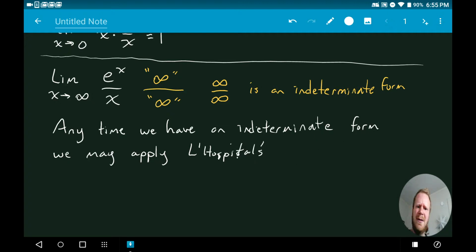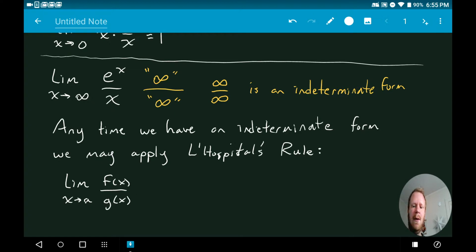I think that's how you spell his name. Yeah, basically L'Hopital. We may apply L'Hopital's rule, which states that the limit as x approaches a of some function is equal to this limit approaching the same number where we take the derivative of both of these functions.